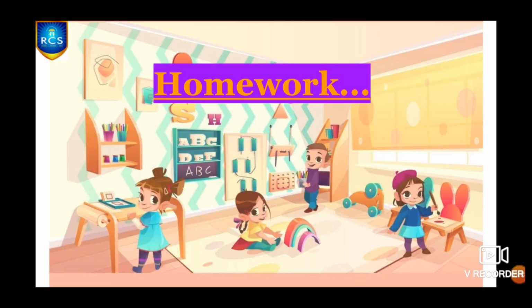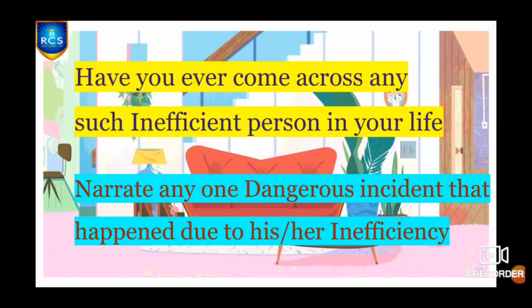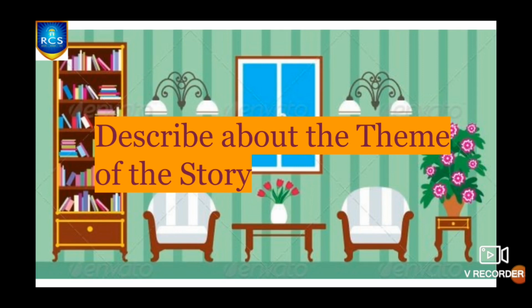Yes, and today you have homework for this session. Have you ever come across any such inefficient person in your life like Uncle Podger, right? And narrate any one dangerous incident that happened due to his or her inefficiency or lack of knowledge. Yes? And you have to describe the theme of the story. What the story is all about and what you have learned from the story, you have to describe. Okay?